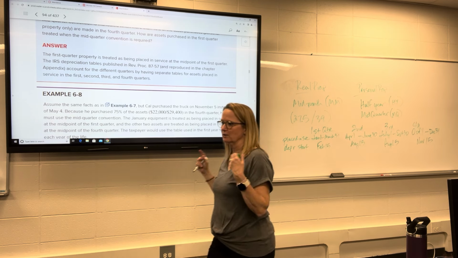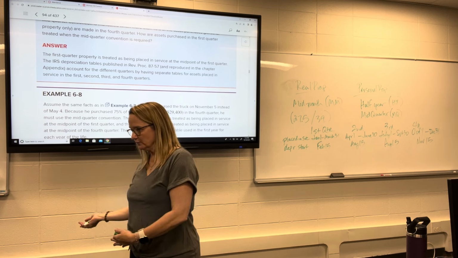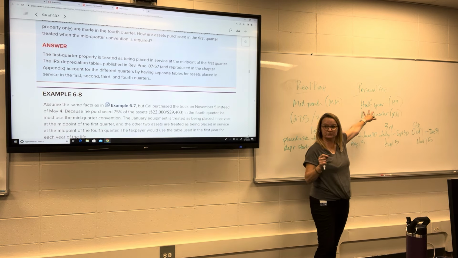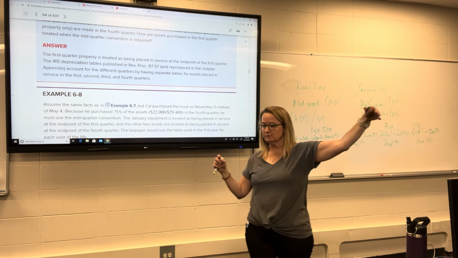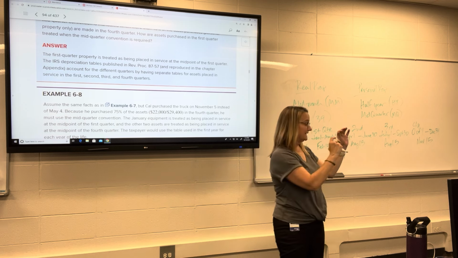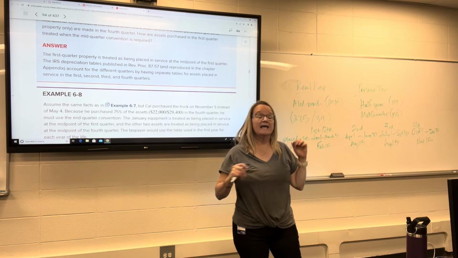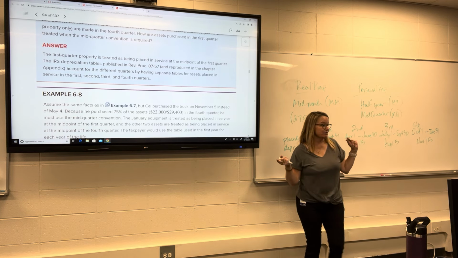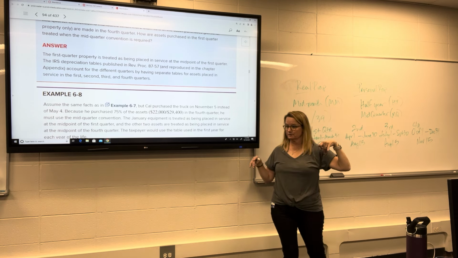So we kind of have a two-step process here. We've got to figure out, okay, which one do we use, half year or mid-quarter? And again, we're only basing it on personal property purchased. So if we pass that 40% threshold of property purchased during the last quarter, then we have to use this mid-quarter convention. If it's 39%, then we can use the half-year convention, and all of our personal property starts to be depreciated on July 1st.